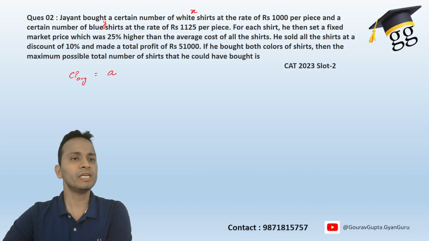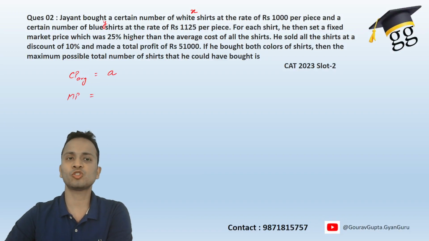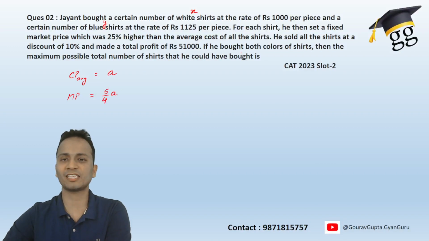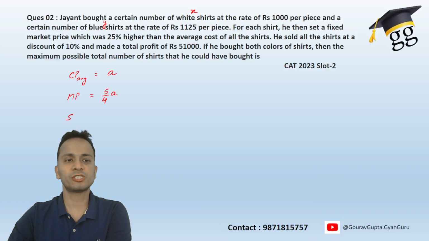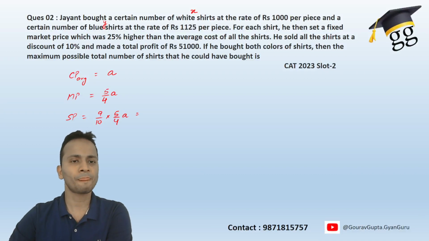Okay, now he set the fixed market price. So market price for each of these shirts is 25% higher. That is 5 by 4A in terms of fractions. Now he sold all the shirts at a discount of 10%. So selling price of each of these shirts after a discount of 10% will be 9 by 10 of the market price. So 9 by 10 of 5 by 4A, and this comes out to be how much?